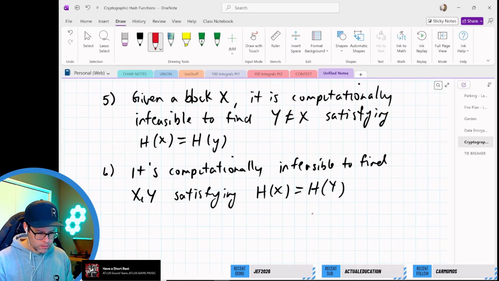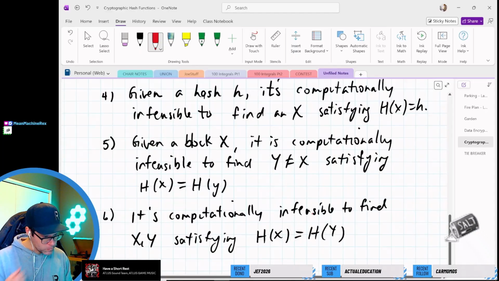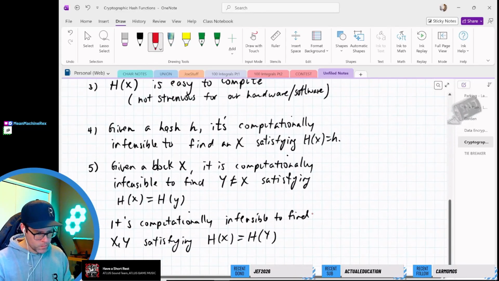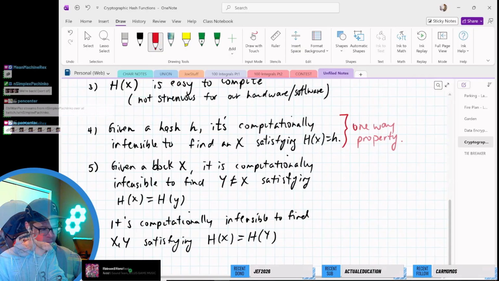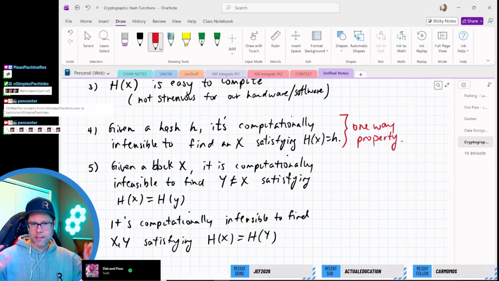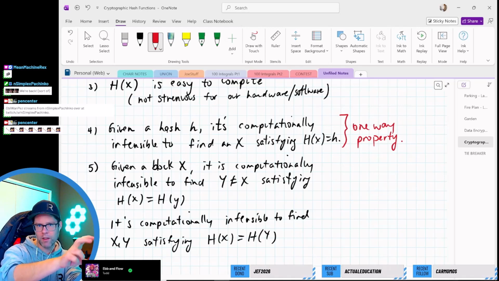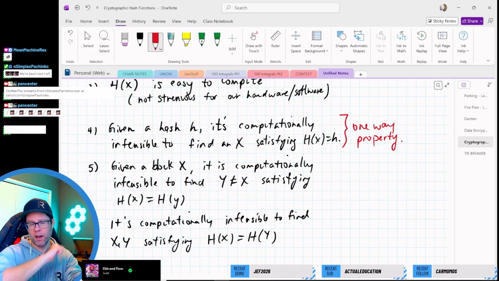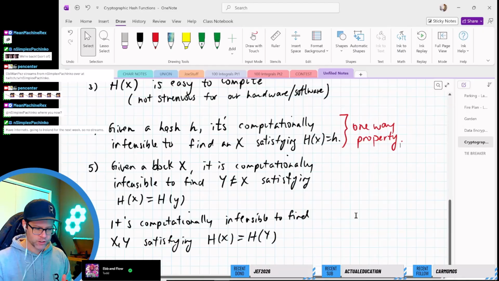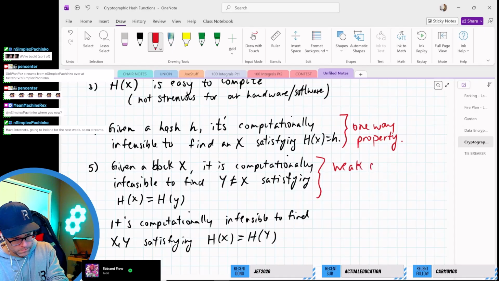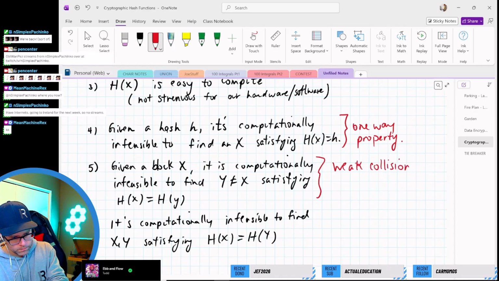So, a couple of little notes here. Property 4 is called the one-way property. It's the one that says it's easy to input stuff to get outputs, but it's hard to go in the reverse direction. If I'm given the output, it's really hard for me to go backwards to find the input. So that's the one-way property of our hash function. Number 5 is sometimes known as the weak collision property. And 6 is known as the strong collision property.